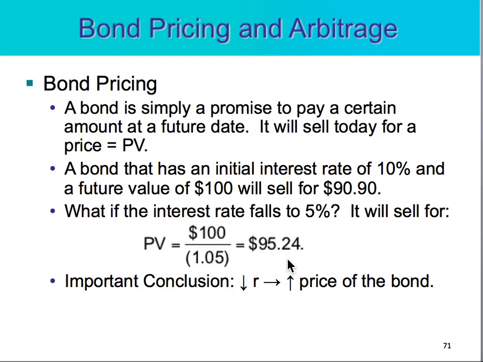So if the bond is a low risk bond, then its interest rate in equilibrium should be the same as the interest rate of similar low risk assets. So when we say that a bond has an initial interest rate of 10%, it means that the equilibrium interest rate in the market for this class of financial assets with similar risk is 10%.